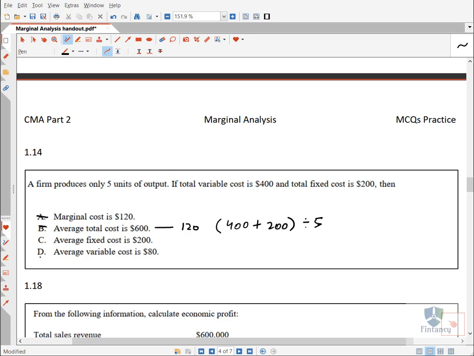C, average fixed cost is 200. No, because how much is average fixed cost? 200 divided by 5. How much is coming? 40, not 200. Got the point? So this is also not the answer. So what is the answer? Definitely D is the answer. Let's confirm. The average variable cost is 80. 400 divided by 5. How much? 80. Yes. D is the answer. I hope you people got the point. Interesting question, right? Expect this type of question in the exam, my friends.